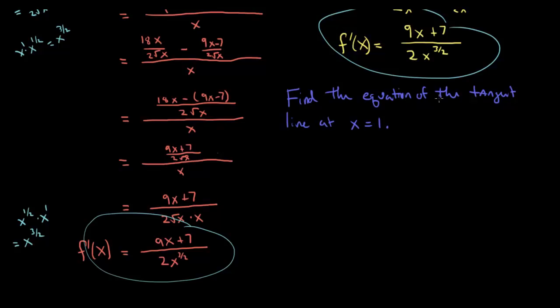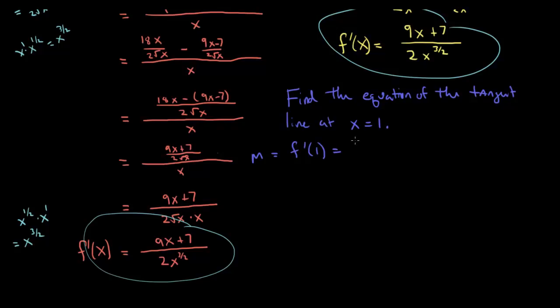So if we want to find the equation of the tangent line at x equals 1, we first need to find the slope at x equals 1. To find the slope, we need the derivative, and then we just need to evaluate f prime of 1. So m equals f prime of 1 in this case, because we're trying to find the tangent line at 1. So what's f prime of 1?